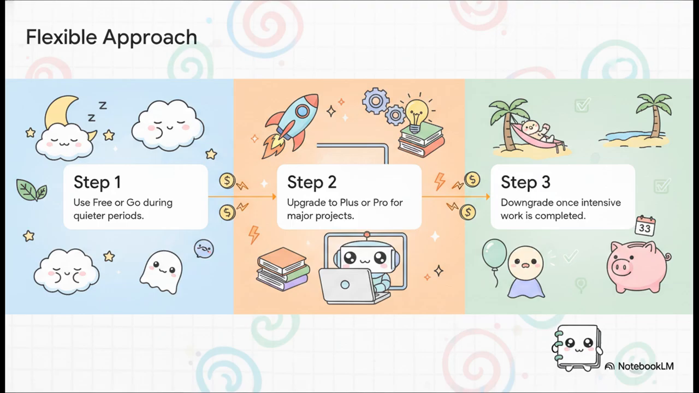Here's the secret to slashing your annual costs. Step 1. Just use the free or Go plan during your quiet periods. Step 2, upgrade to Plus or Pro only, and I mean only, when you're actively grinding on major projects or heavy software development. And Step 3, downgrade right back down the minute that intensive work is wrapped up. This flexible approach gives you maximum firepower exactly when it matters, without bleeding your wallet dry the rest of the year.